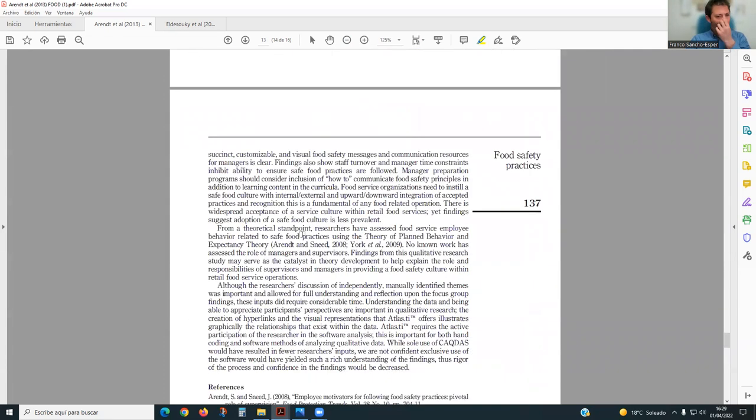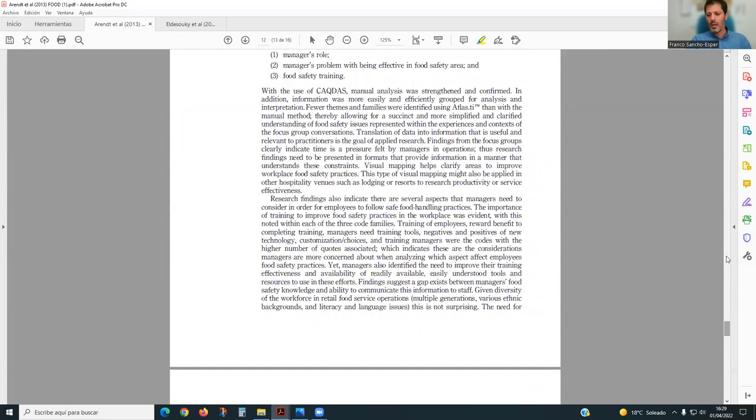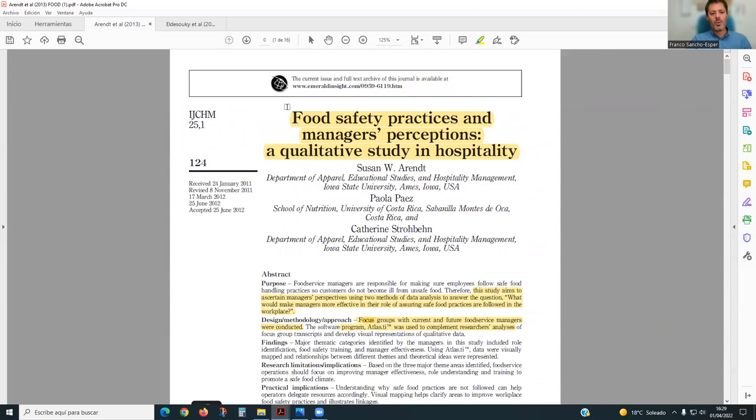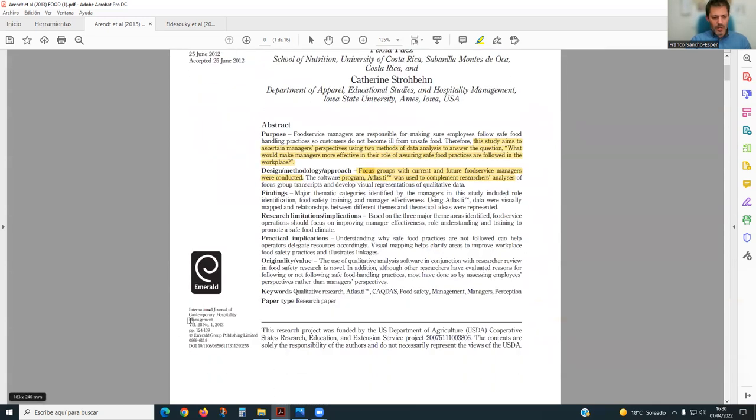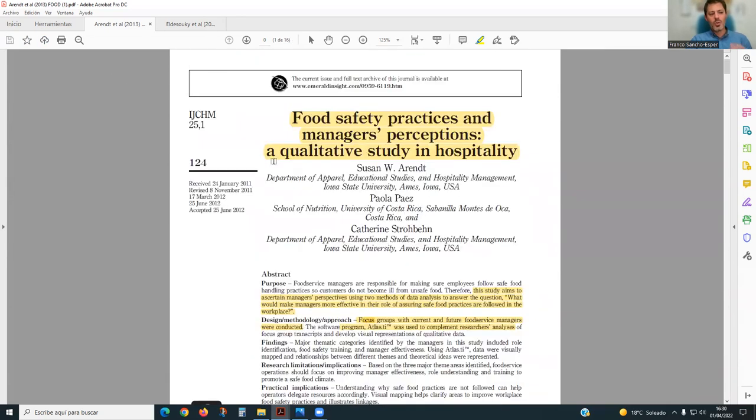So this is an example that you can see. You can look in Google Scholar. You can look for this study if you want to read Food Safety Practices and Manager's Perception, a Qualitative Study in Hospitality. This was published in the International Journal of Contemporary Hospitality Management in 2013. So this is the first example I wanted to show you, just to see that these kind of tools we use in class are also used in other contexts.